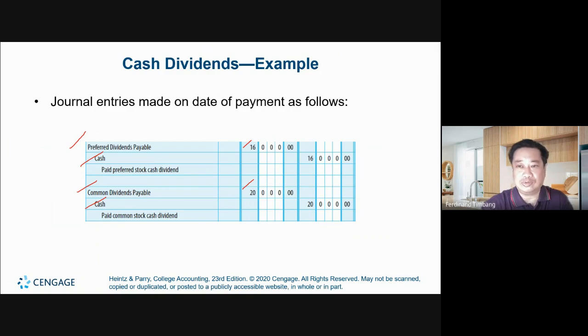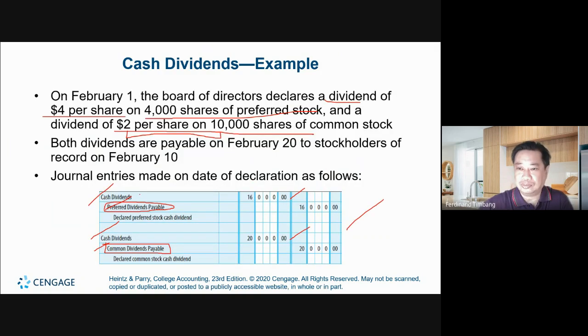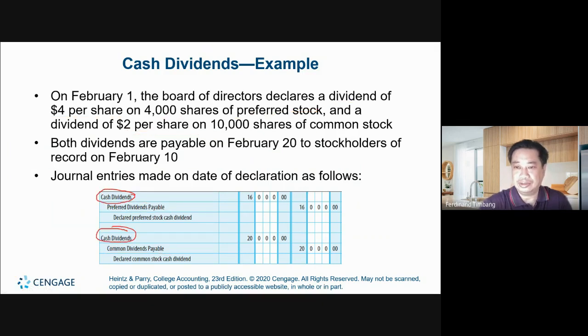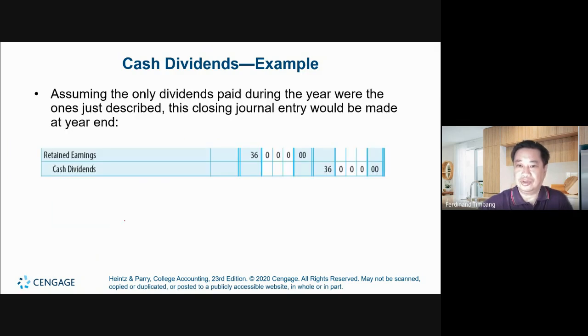But what we are closing is this particular account, cash dividends. That is the account we close at the end. So this is what we close against the retained earnings. Debit earlier, so this time it is credited to cash dividends, and the debit is retained earnings.